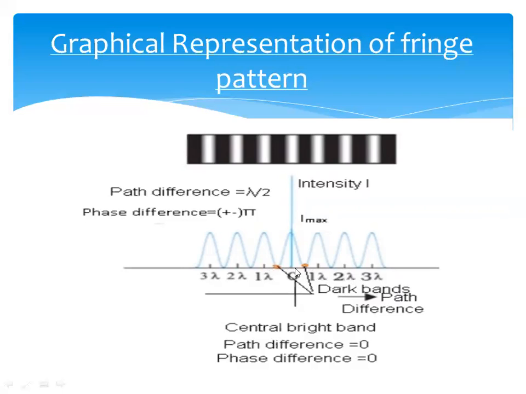This is 1 lambda, and this is half. In between it is captured. So it is 1 by 2 lambda. So the path difference should be lambda by 2 for the dark bands, so phase difference plus or minus pi. Intensity is maximum for the bright band. For the central bright band, path difference should be 0 and phase difference also 0, so that it is considered as the central bright band. So this is the graphical representation of a fringe pattern. I hope you understand this.